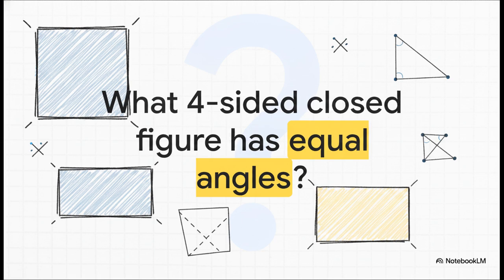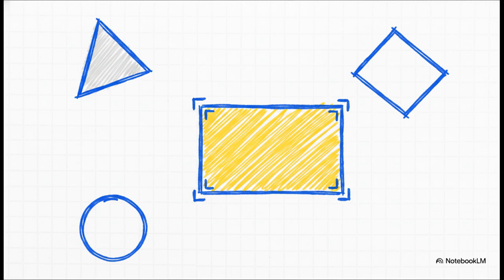What flat shape are you if you have exactly 4 sides, it's a closed plane figure, and every single one of your internal angles is perfectly equal? So looking at the multiple choice options provided in the text, a triangle, a rectangle, a generalized quadrilateral, or a circle, the exact correct answer is a rectangle. It's a highly specific type of quadrilateral where all 4 intersecting angles measure exactly the same.